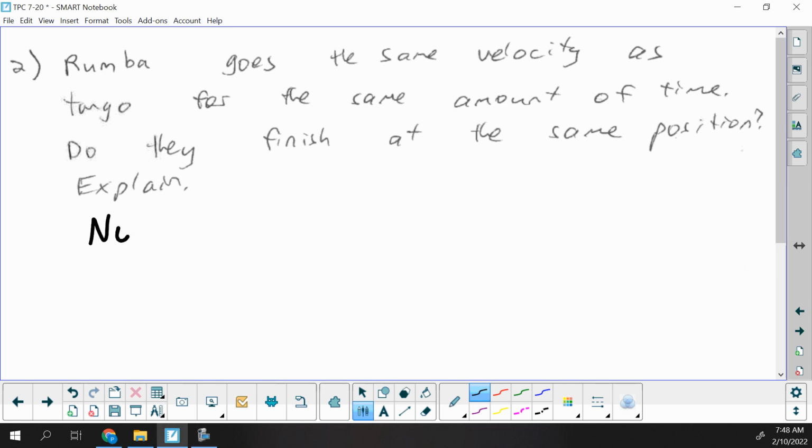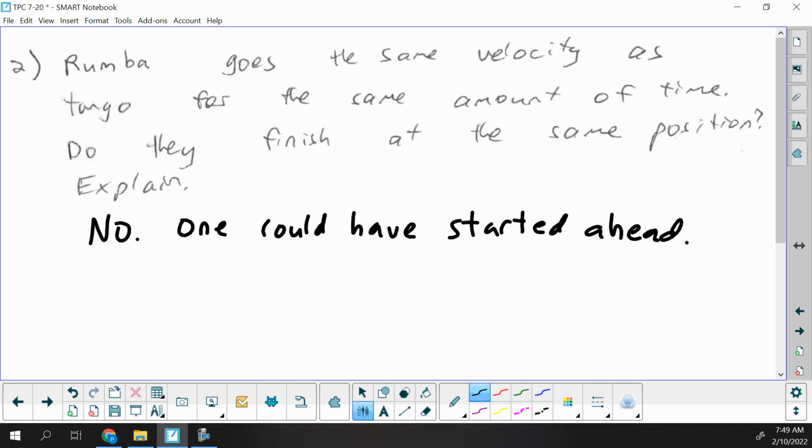So hopefully we said no, and the reason is basically the new thing we've seen the second half of this unit. Both characters are not necessarily starting at a position of 0. One could be starting ahead. Okay, so do they finish at the same position? No. One could have started ahead.